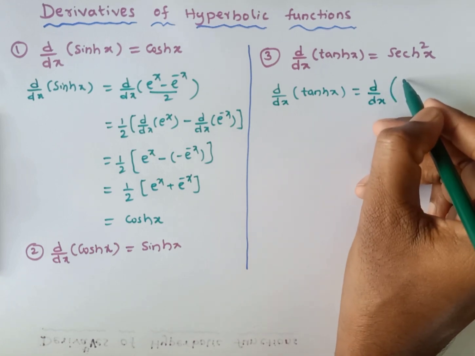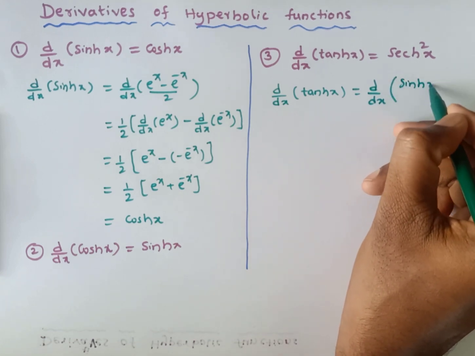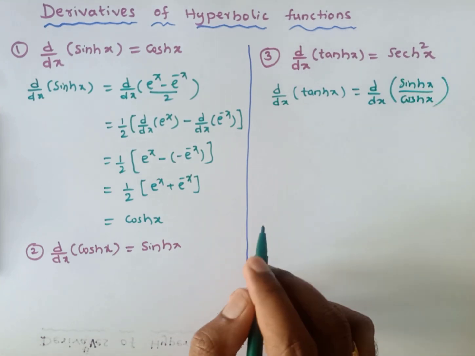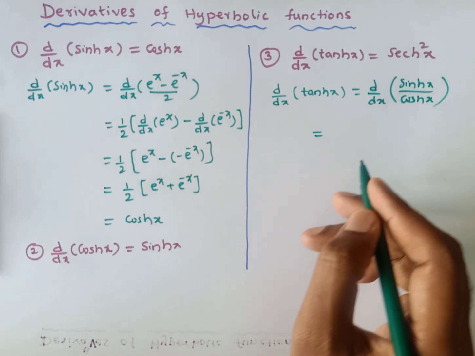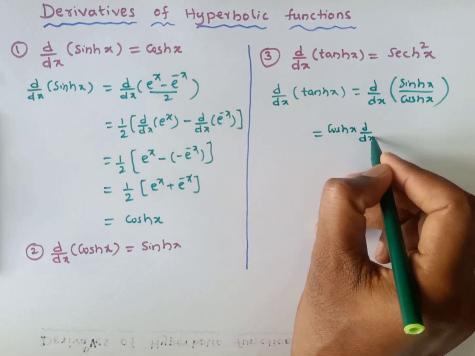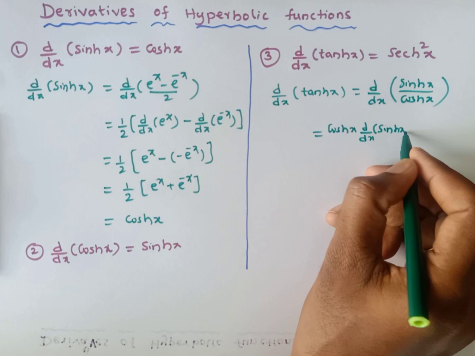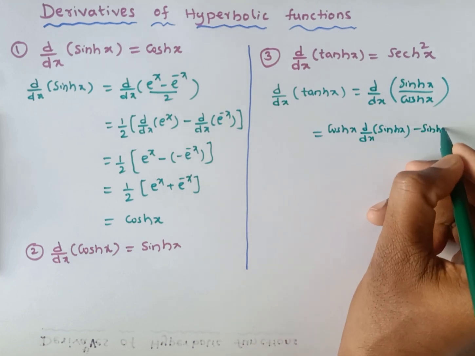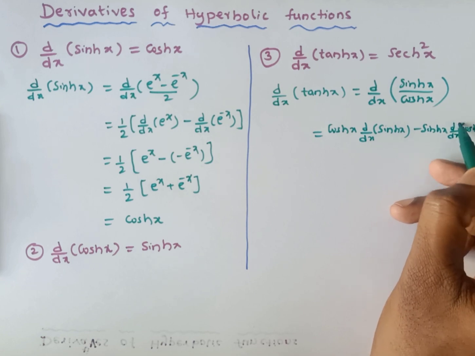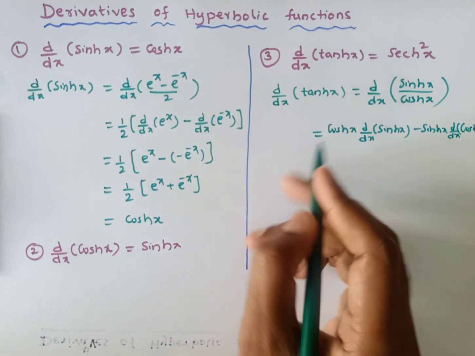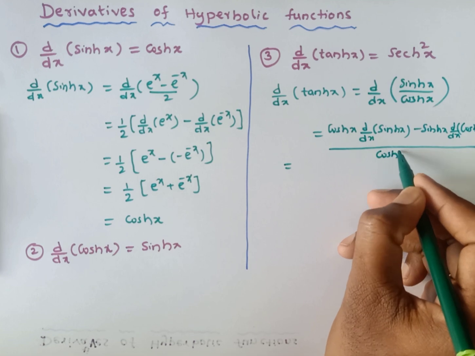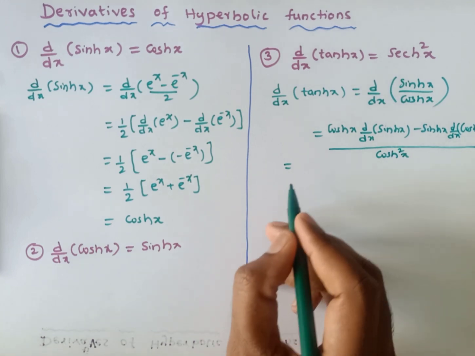Here tanh x can be written as sinh of x divided by cosh x. It is in u by v form. For u by v, we already know the quotient rule, right? So apply the quotient rule for the derivative, that is cosh x into d by dx of sinh x, minus sinh x into the derivative of cosh x, divided by cosh square x, or cosh x whole square.